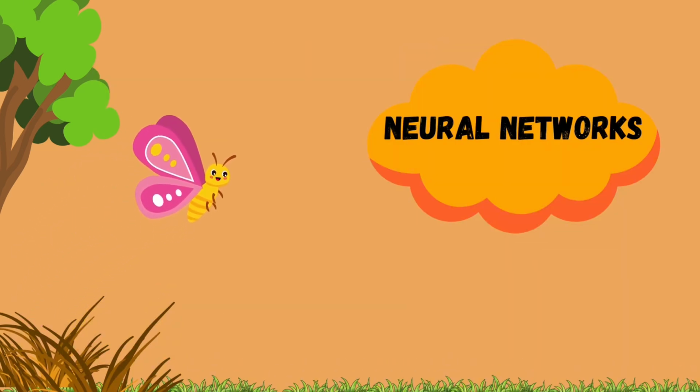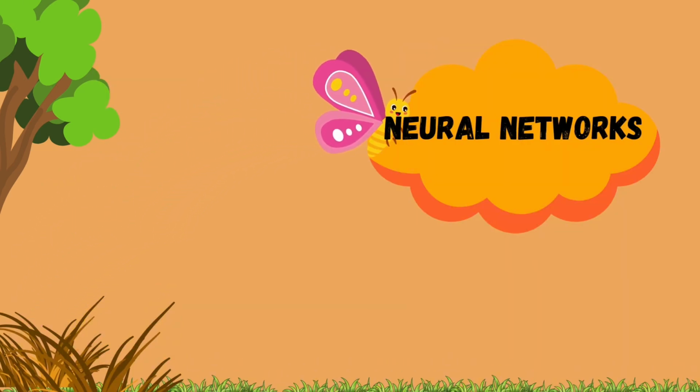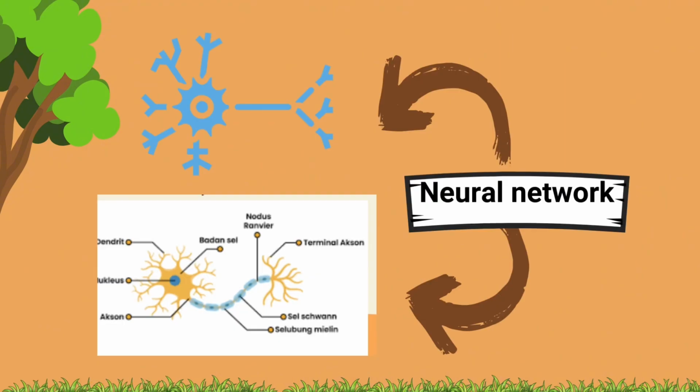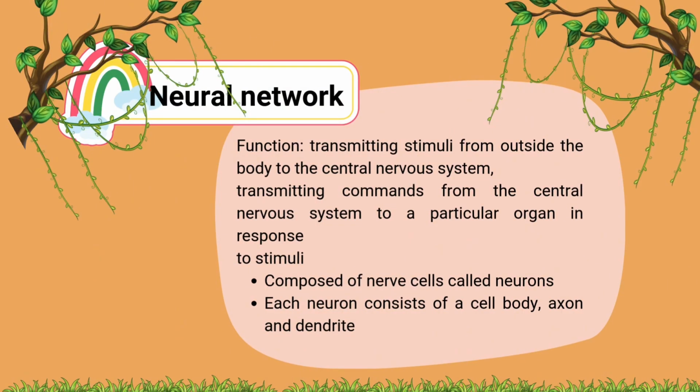The third, nerve tissue. Look at the picture. Nerve tissue. Function: transmitting stimuli from outside the body to the central nervous system, and transmitting commands from the central nervous system to a particular organ in response to stimuli. It is composed of nerve cells called neurons. Each neuron consists of a cell body, axon, and dendrite.